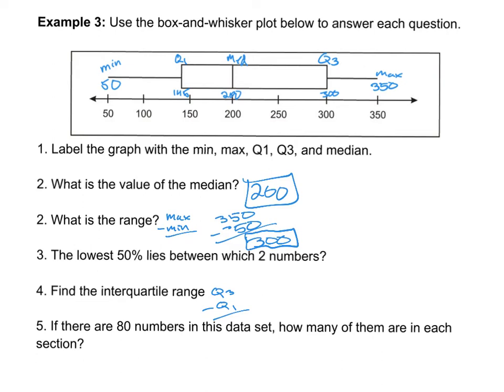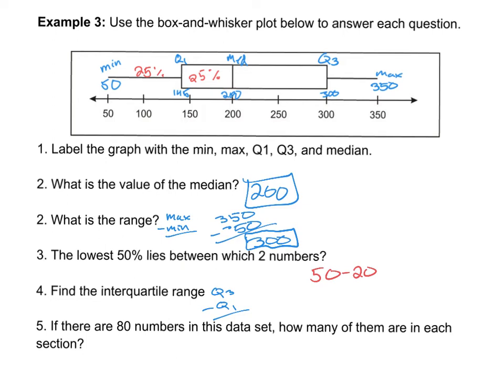When we look at our lowest 50%, well, think about the fact that all of these are 25%. And the lowest half would start from, basically, the median down. So that means it would be anywhere from a 50 to a 200 would be our range of numbers for the lowest 50%.